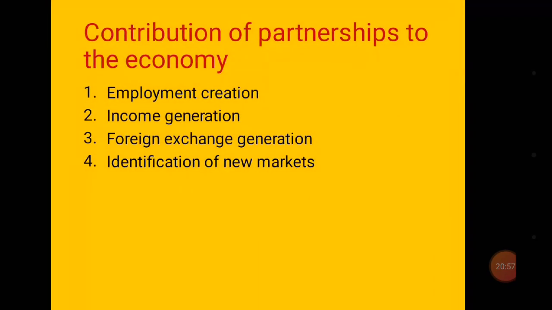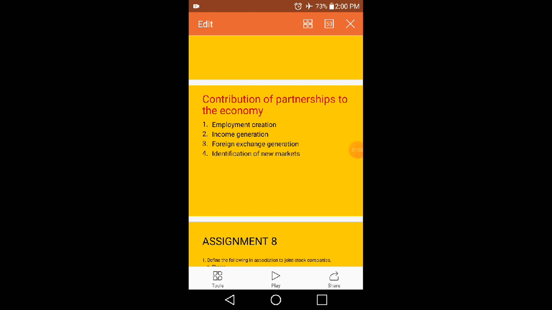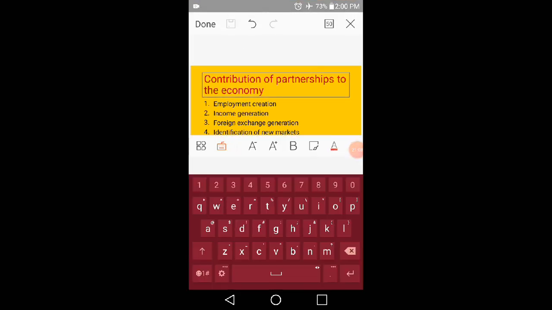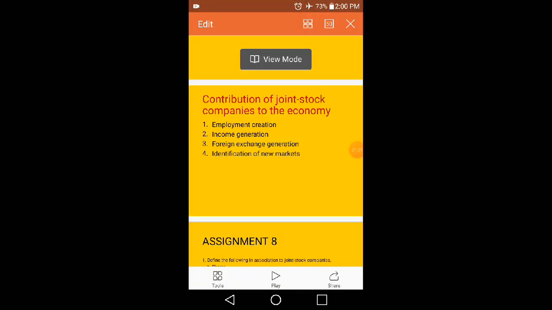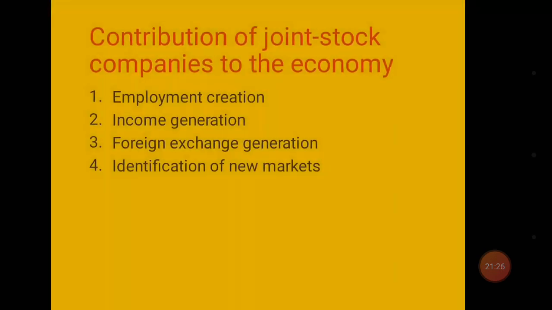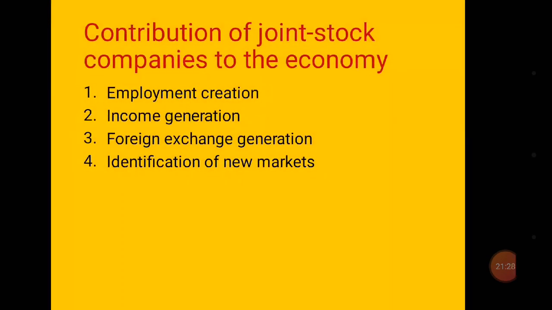Contribution of joint stock companies to the economy. Okay, so like any other business, joint stock companies create employment. They employ a lot of people.